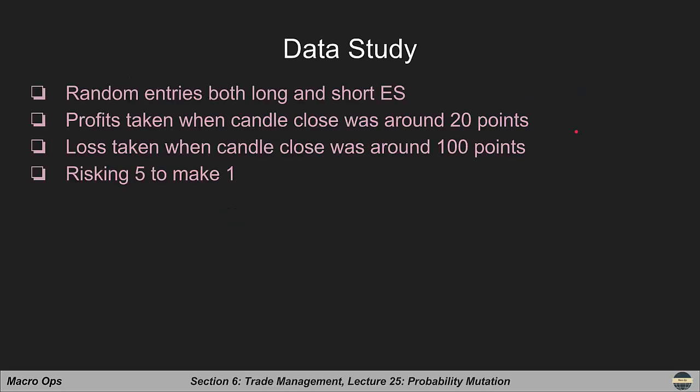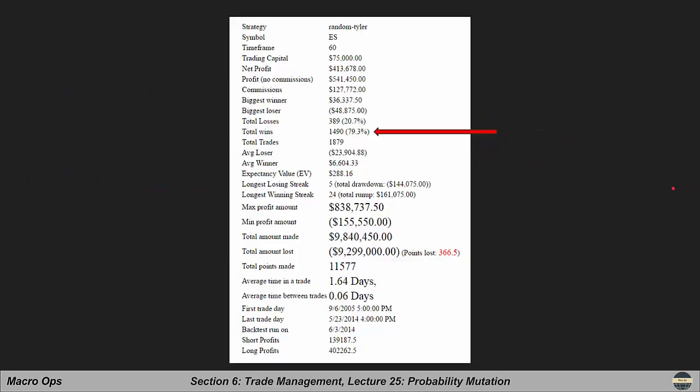I've actually run a back test using completely random entries to illustrate this concept, that a close profit target and far stop can create win rates way in excess of 50%. In this particular study, I entered the market at random, long or short on the ES, and took profits when the candle close was around 20 points in our favor, and took a loss when the candle close was around 100 points against us. So this would be risking 5 to make 1. Here are the results for one iteration. This was on 60-minute bars, and you can see here the win rate was 79.3%.